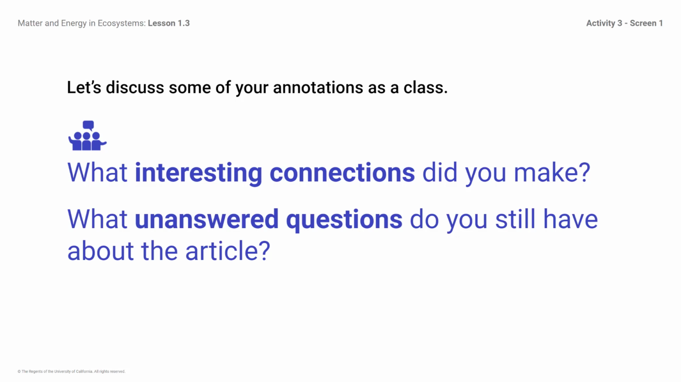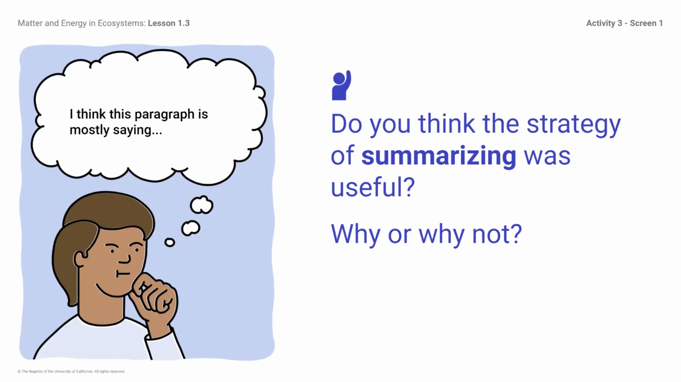Let's discuss some of your annotations as a class. What interesting connections did you make? What unanswered questions do you still have about the article? I think this paragraph is mostly saying... Do you think the strategy of summarizing was useful? Why or why not? Summarizing can slow you down and interfere with the flow of reading in some ways, but for difficult texts, such as science texts, it is often very helpful to employ this strategy.